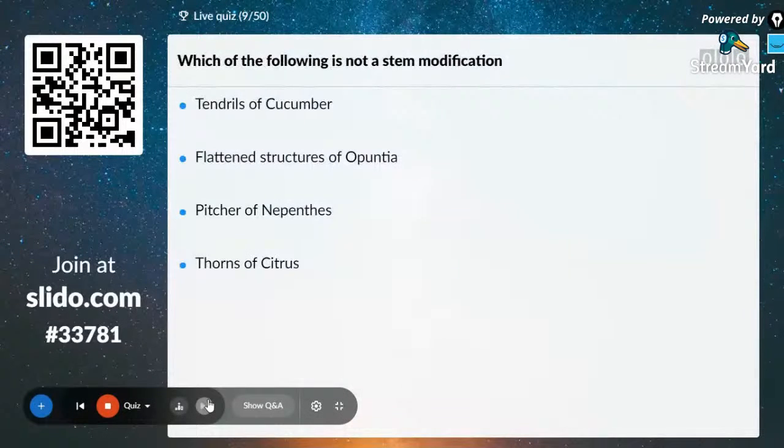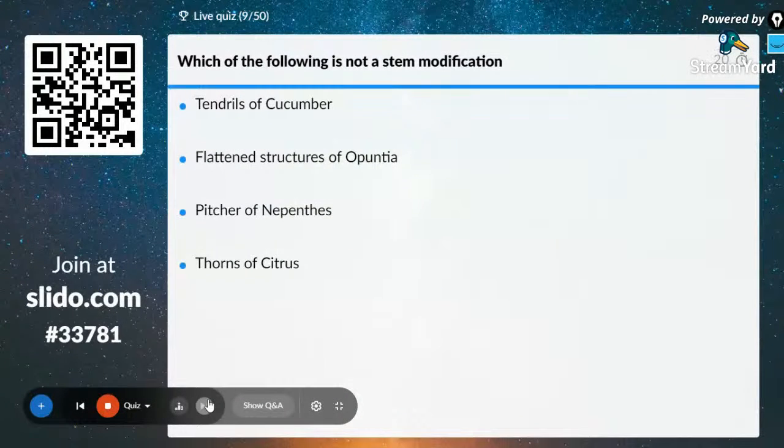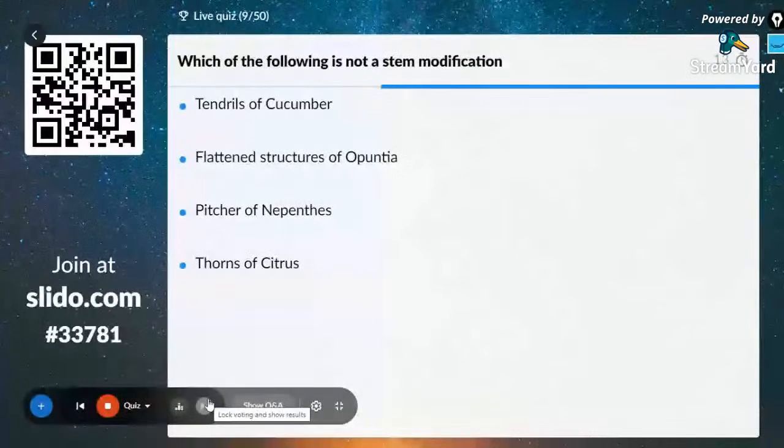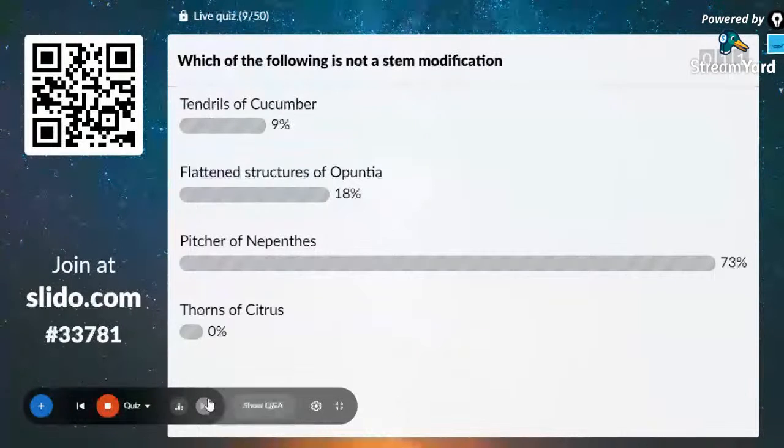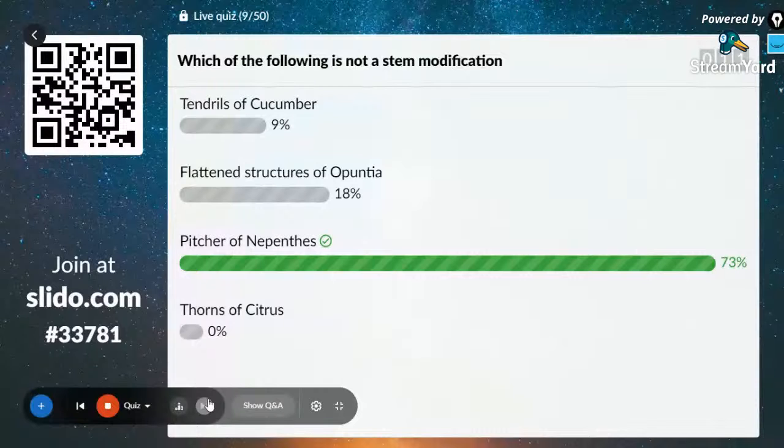Which of the following is not a stem modification? Tendrils of cucumber, flattened structures of opuntia, pitchers of nepenthes, thorns of citrus. Which of the following is not a stem modification? Tendrils of cucumber, flattened structures of opuntia, pitcher of nepenthes, thorns of citrus. Guys, it is pitcher of nepenthes. It is a leaf modification, not a stem modification.